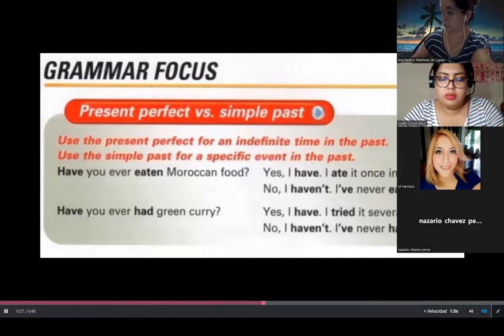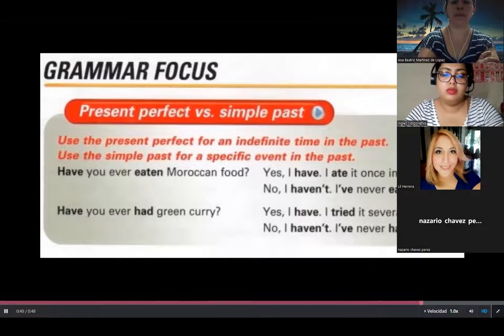Have you ever eaten Moroccan food? Yes, I have. I ate it once in Paris. No, I haven't. I've never eaten it. Have you ever had green curry? Yes, I have. I tried it several years ago. No, I haven't. I've never had it.